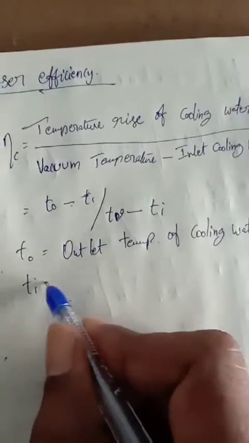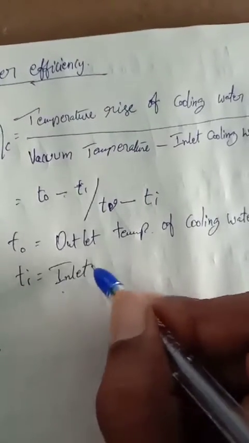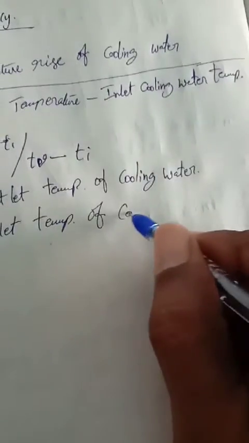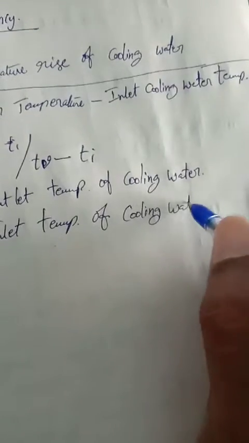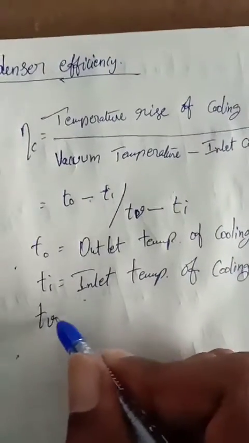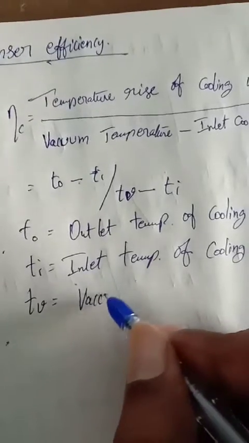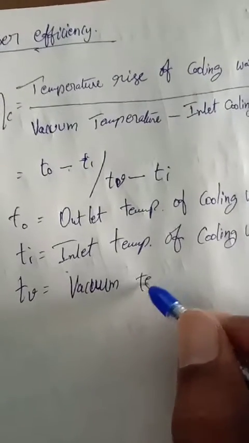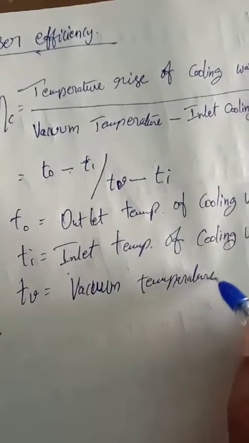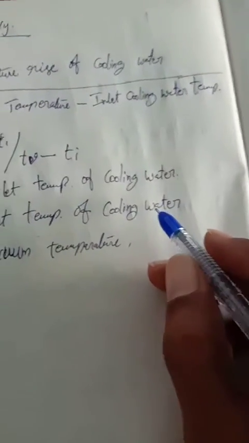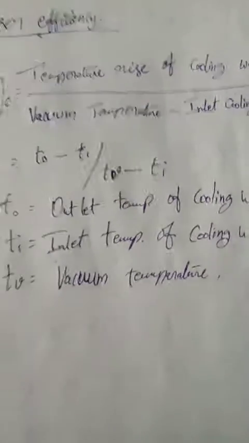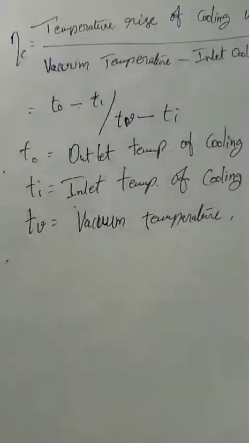and Ti is equal to the inlet temperature of cooling water, and Tv is equal to the vacuum temperature. It is the saturation temperature corresponding to the condenser pressure. Okay, now we are going to see one simple problem for this.